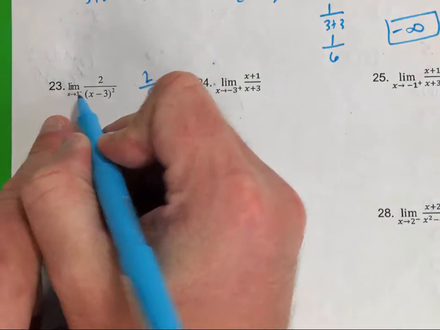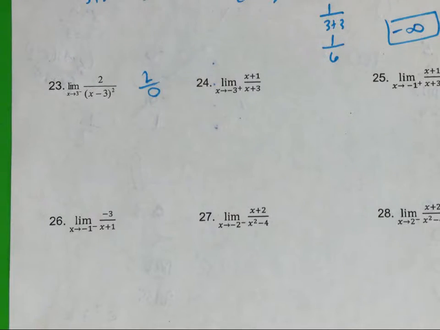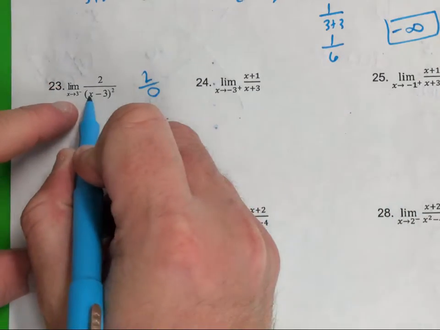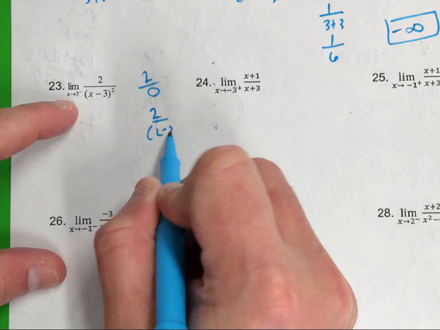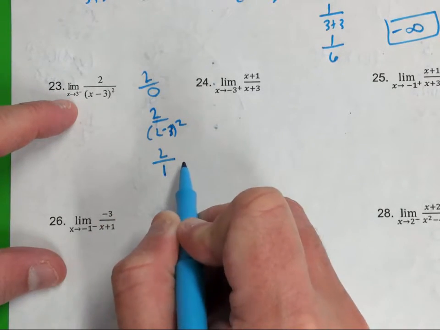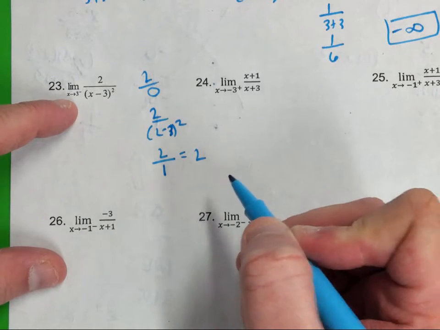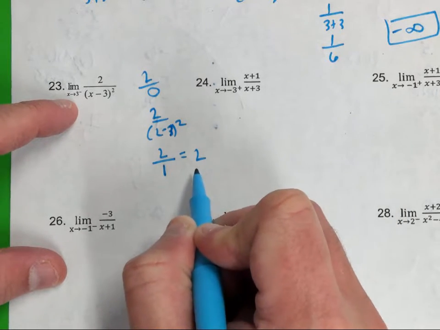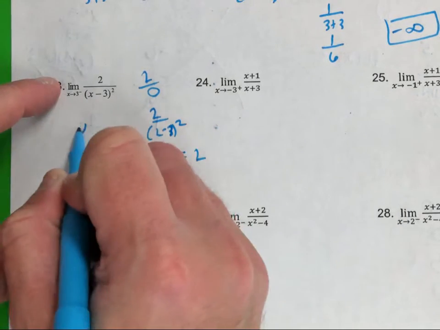Now, on the number line, I have 3. What's on this side of me? What's on this side? I'm approaching it from the what side? Left. So what number would I plug in? 2. So I plug in 2 minus 3 is negative 1. Negative 1 squared is what? So 2 over 1. That's not your answer, but you use it to predict. It's going to be positive infinity.